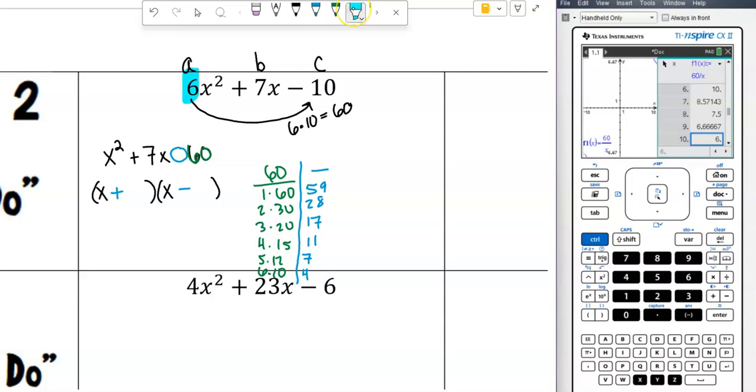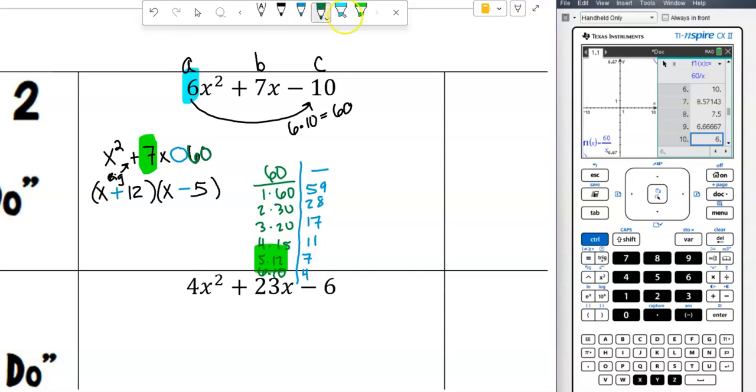Now we were looking specifically for the factors that subtracted to 7. And those factors were 5 and 12. But we have to remember, because our signs are different, the bigger number belongs to the symbol. So the bigger number between 5 and 12 is the 12, and the 5 will belong over here.